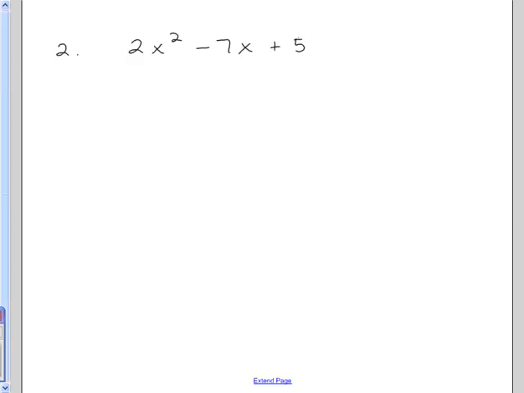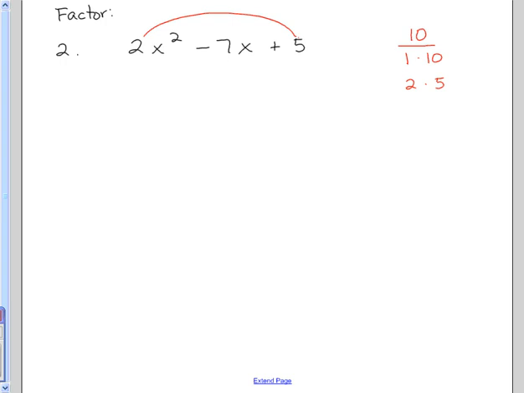We have 2x squared minus 7x plus 5. For all of these, the directions will say factor. It will not tell you to use a specific method. So again, make sure it's in the right order, which it is. Check for a GCF, which there's not one. Multiply the first number times the last number. So that would be positive 10. Make a list of the factors of 10: 1 times 10 and 2 times 5.